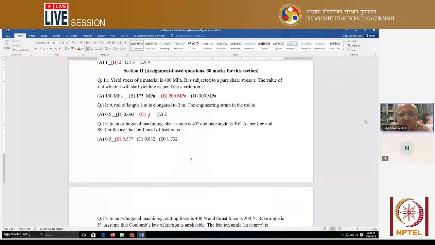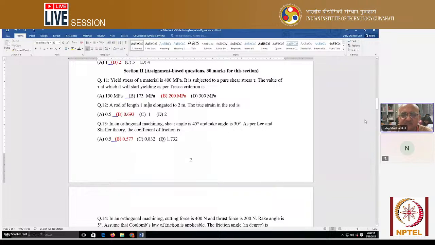If I change the question, suppose I say the true strain in the rod is this one, then the same thing will change and 0.693 will become the correct answer. So that is what you have to carefully understand. In an orthogonal machining, the shear angle is 45 degrees and the rake angle is 30 degrees.